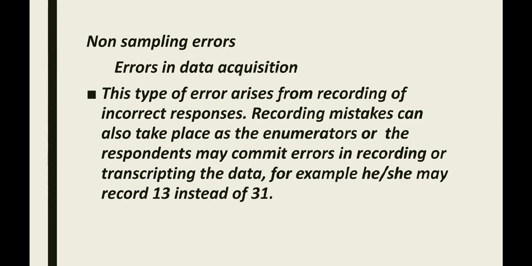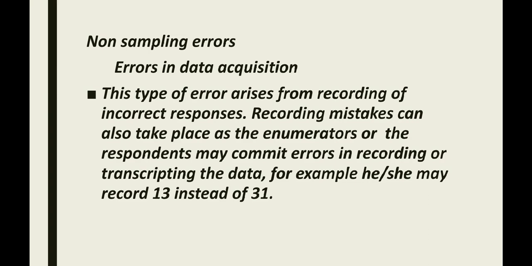Non-sampling errors. Non-sampling errors are more serious than sampling errors because sampling error can be minimized by taking a larger sample. It is difficult to minimize non-sampling error even by taking a larger sample. Even a census can contain non-sampling errors. Some of the non-sampling errors are: first, errors in data acquisition. This type of error arises from recording of incorrect responses.